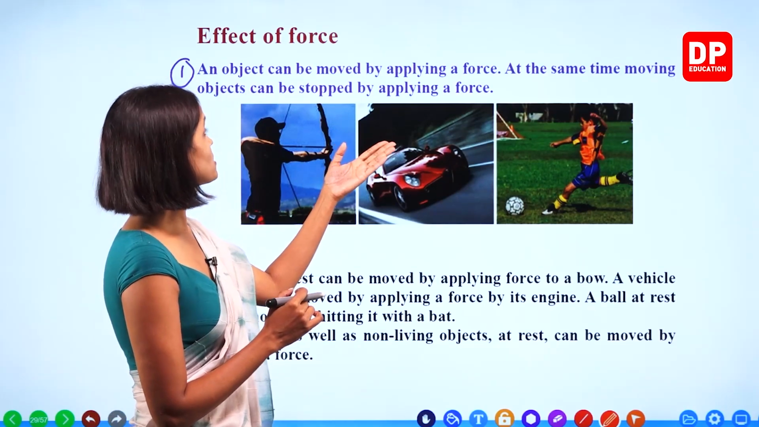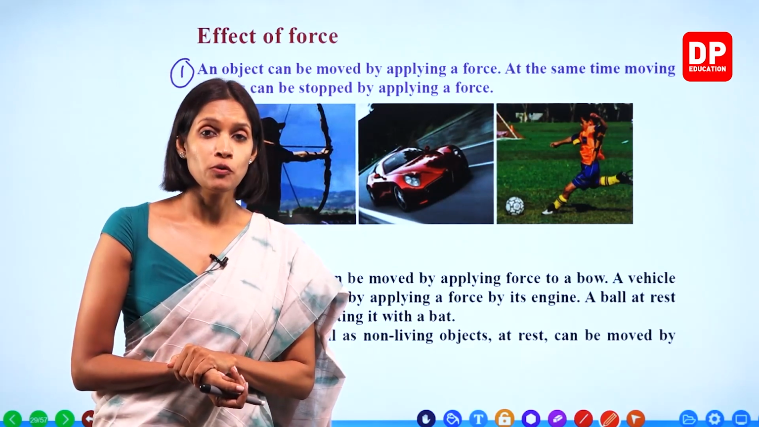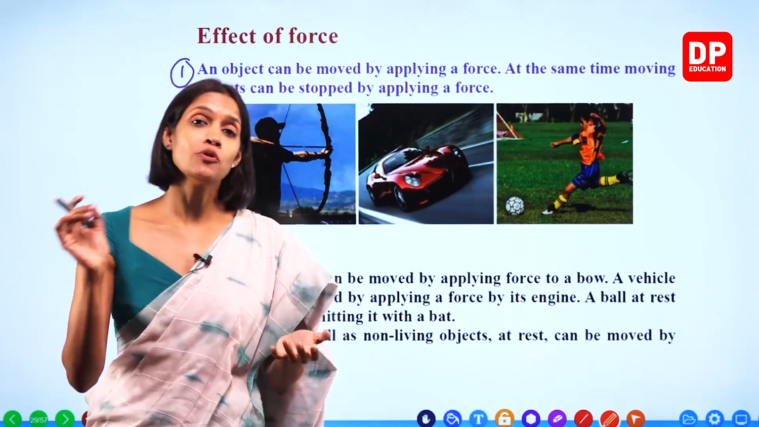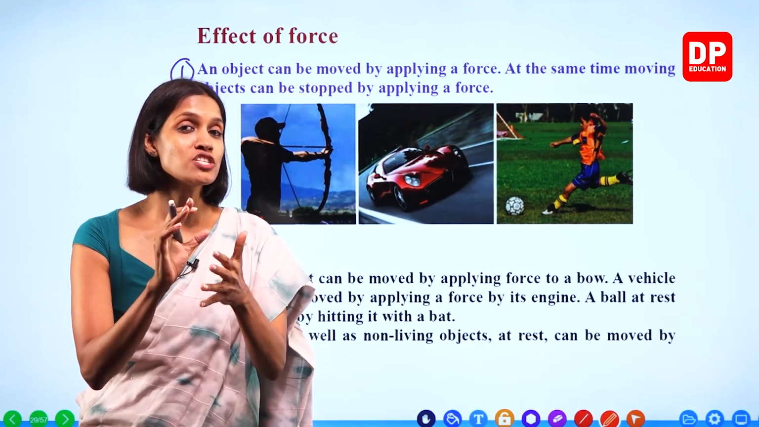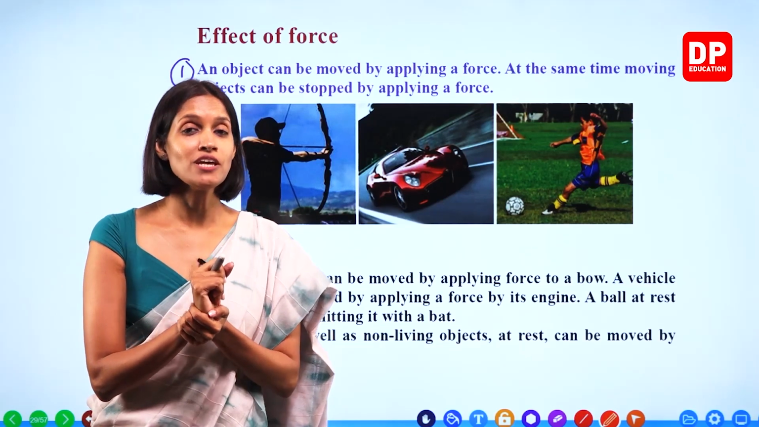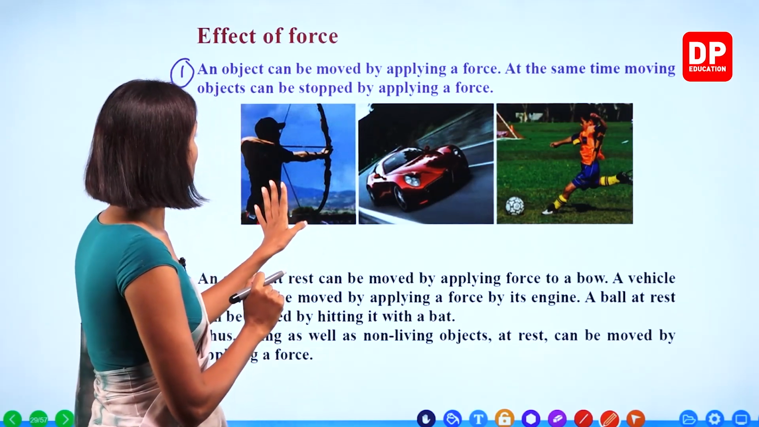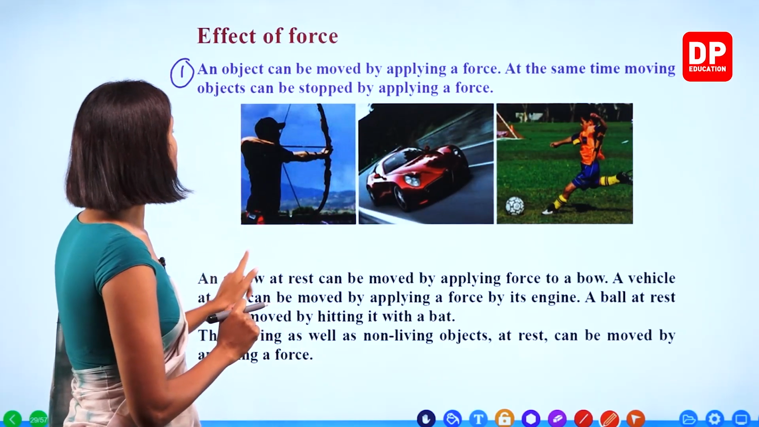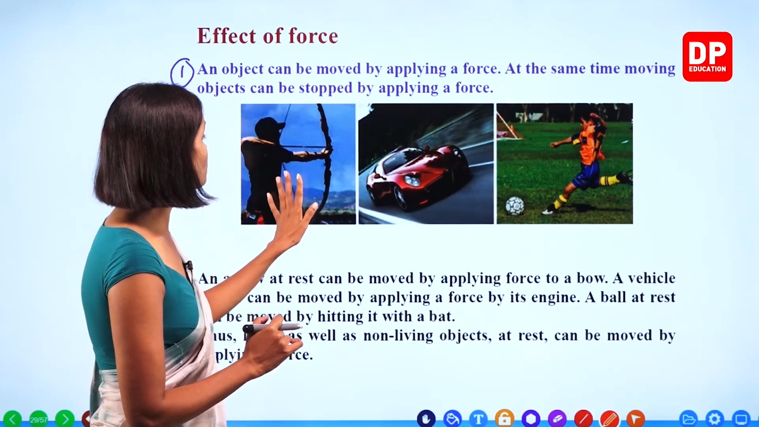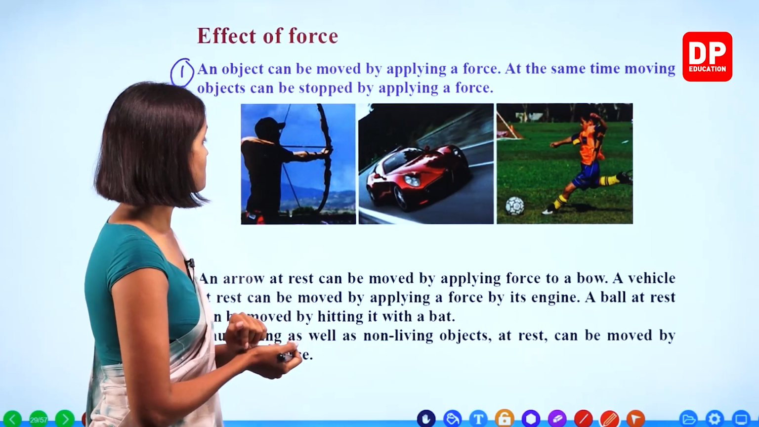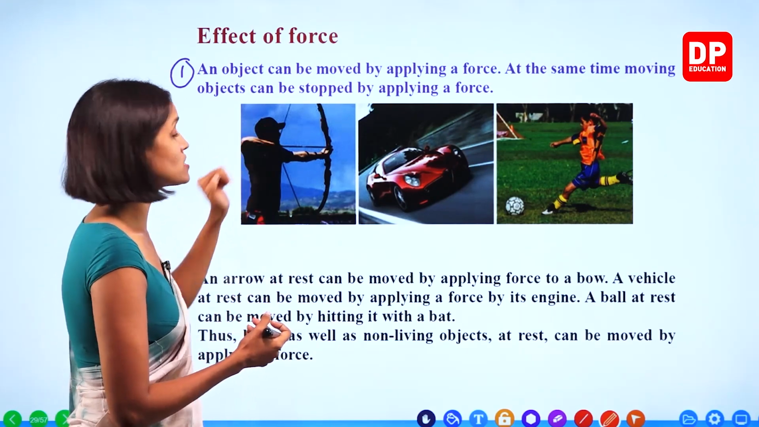Okay, at the same time, moving objects can be stopped by applying a force. Okay, so let's say that if someone is throwing a ball at you, when you catch it, its movement stops. When you catch, you apply force. Okay, so by applying force, you can stop a moving object too. Right, look at these examples. An arrow at rest, means not moving, can be moved by applying force to a bow. You have to stretch the bow and then you have to release it. Then the arrow will start to move.